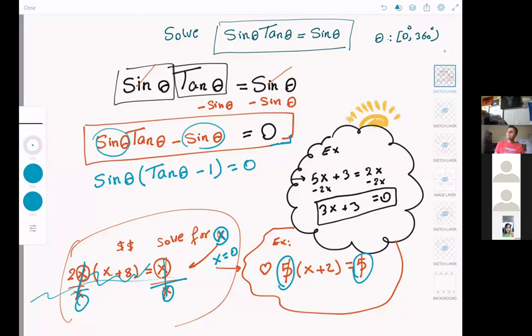Wait, how do you get the -1? If I take this sine, the sine that I'm circling, if I factor it out, this negative will be here and it will be 1, because sine of theta, I pulled it outside. If I multiply back, sine times tangent is sine tangent, sine theta times -1 gives me negative sine of theta.